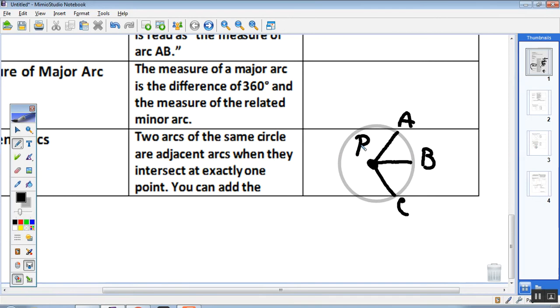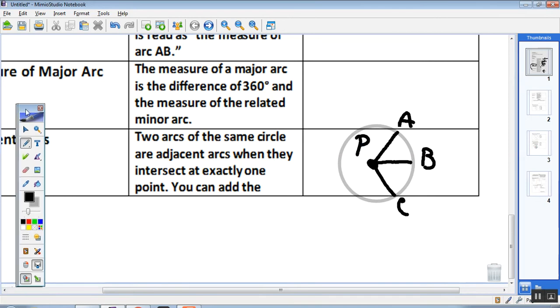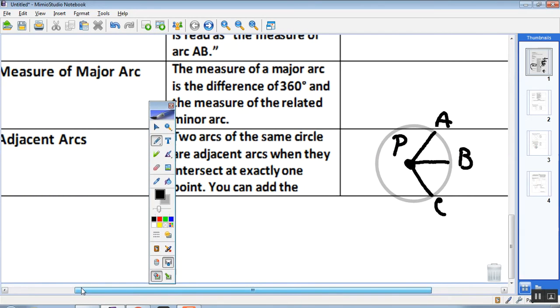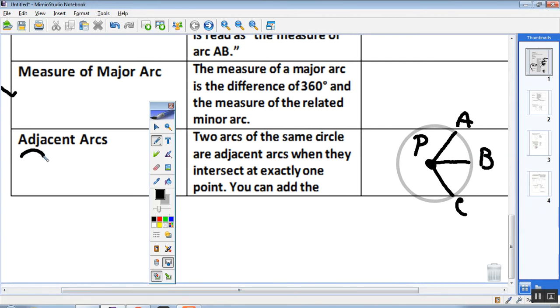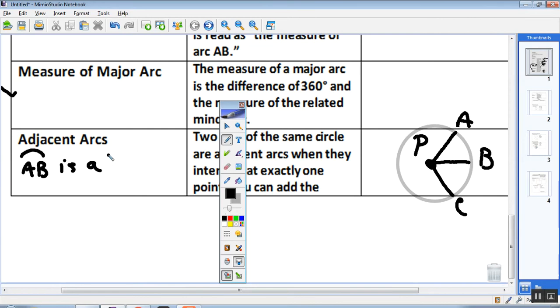Okay, so what I'm going to say right here for my adjacent arcs, I'm going to write it like this. Arc AB, you put that little arcing sign up there, is, what's the word, kids? Adjacent to what? To arc BC. Okay. They're adjacent because they're right next to each other. This arc and this arc, which point do they share, kids? They share B. Okay.